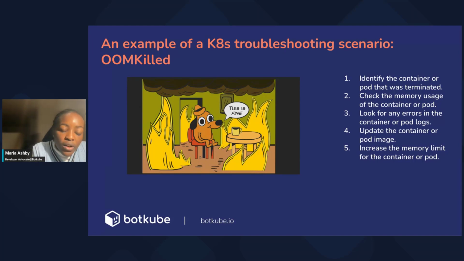So when you receive an OOM killed error, here are the 5 steps that you would typically use. So first, you would identify the container or pod that was terminated. Second, you would check the memory usage of the container or pod. Third, you would look for any errors inside the container or pod logs. Then you would update the container or pod image, then increase the memory limit for the container or pod.